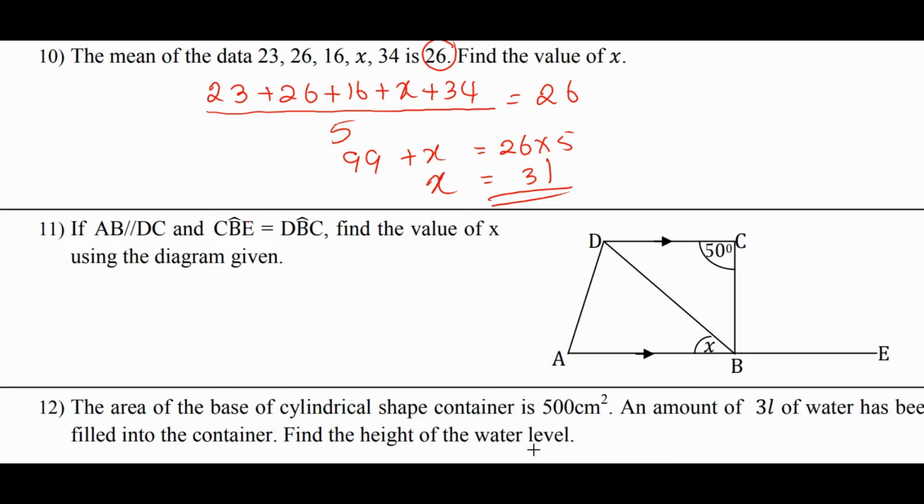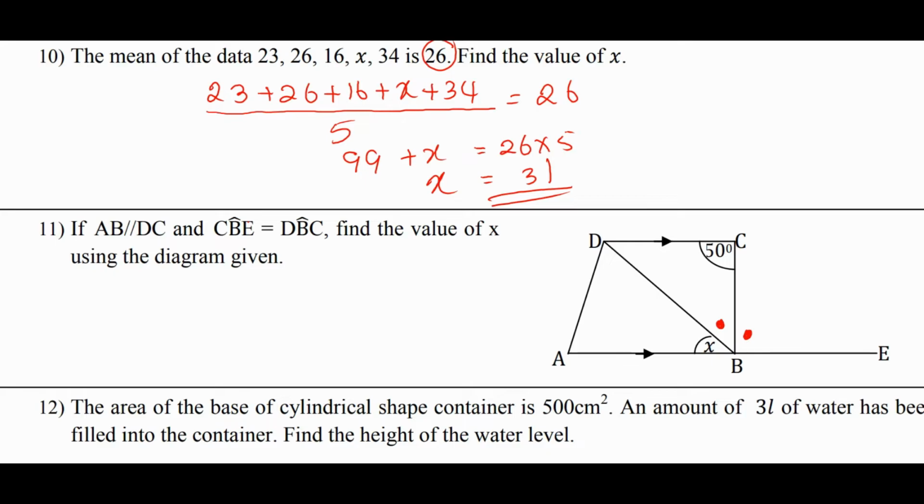If AB and BC are parallel, and as mentioned in the figure, CBE is equal to DBC. Let's find the angle of CBE. CBE is this one. It is equal to DBC. DBC is this one. These two angles are equal. Then find the value of x using the diagram given below.